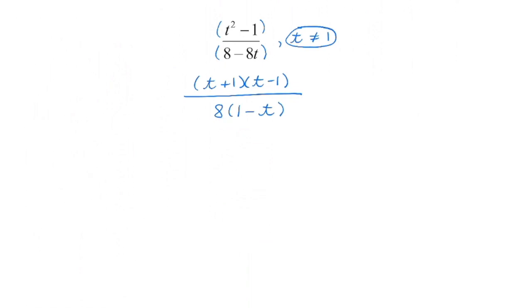So in terms of the restriction, I'm just going to say, what can t not be that would make this 0? And again, if you're not sure, go off to the margin: 1 minus t cannot equal 0, and then solve for t. So in this case, we can see t cannot equal 1.